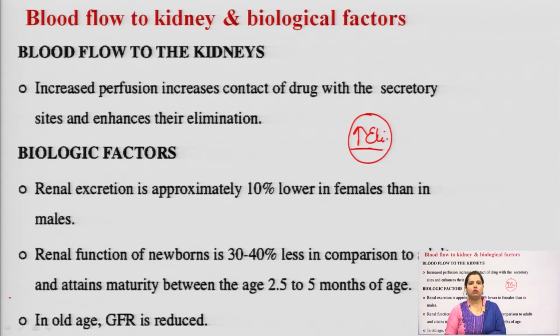Renal function of newborns is 30 to 40% less in comparison to adults and attains maturity between the age of 2.5 to 5 months. Renal excretion is approximately 10% less in females than in males. So, this is the data on physiological variations. In old age, GFR is reduced. So, based on biological conditions, renal clearance of drugs is affected.